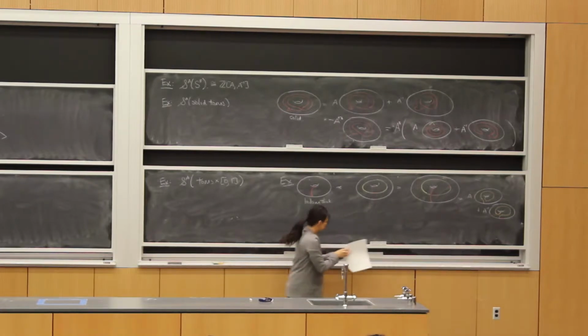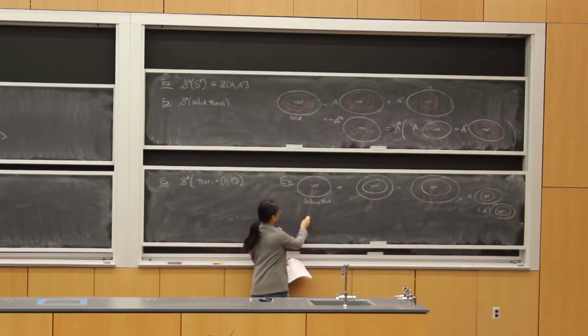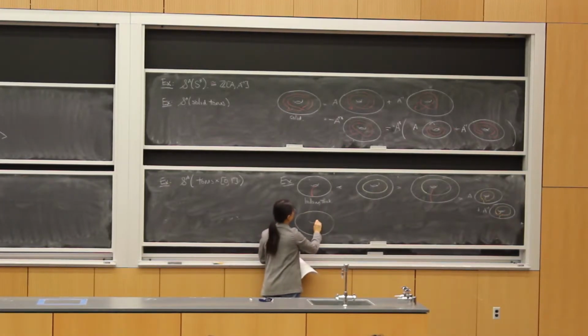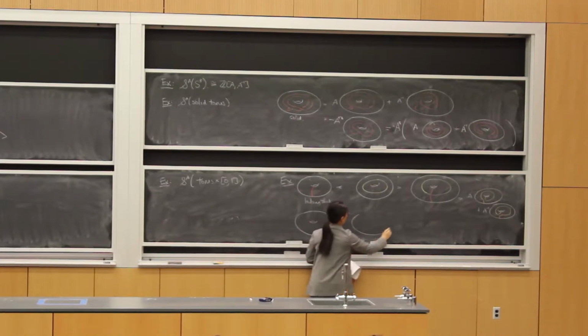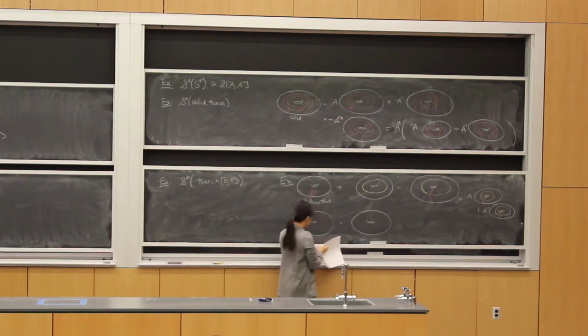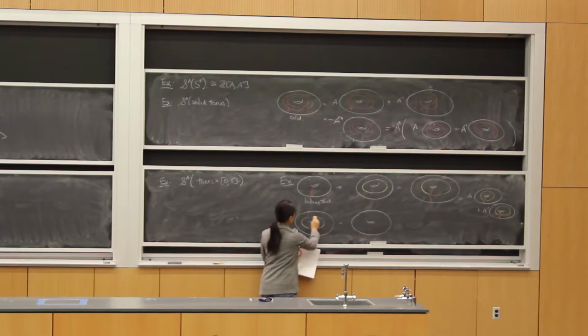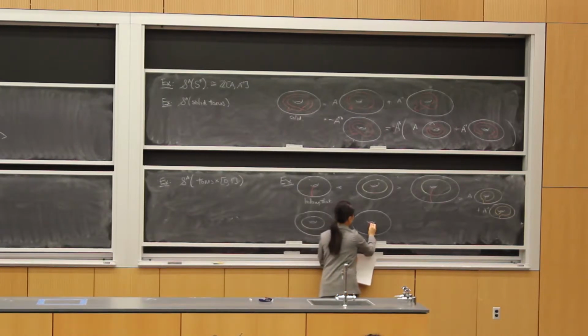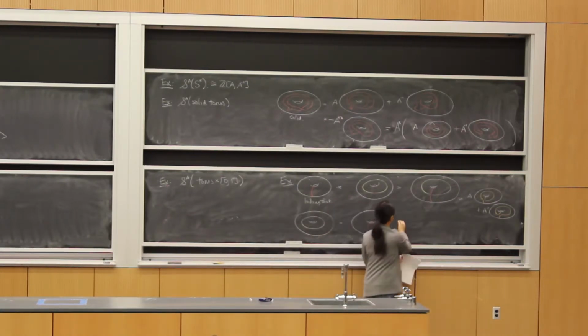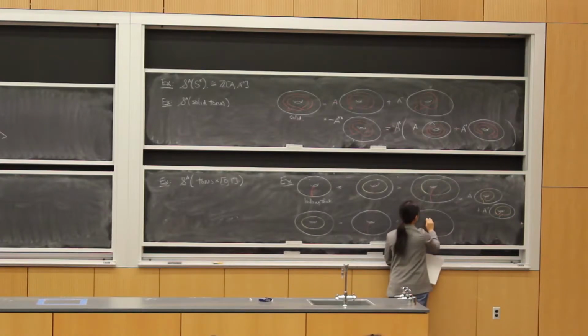Everyone okay with me? On the other hand, if I multiply the other way, I put one on top of the other. So this one I do yellow on top and red on bottom.